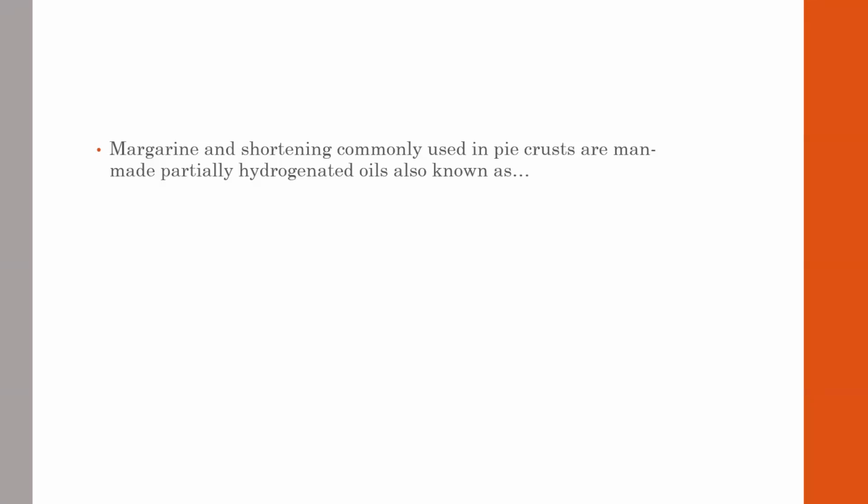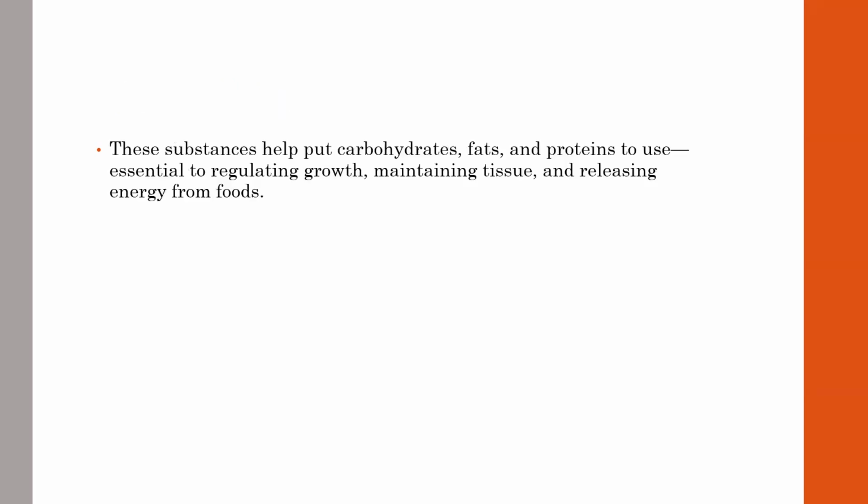Margarine and shortening, commonly used in pie crusts, are man-made partially hydrogenated oils, also known as trans fats. These substances help put carbohydrates, fats, and proteins to use, essentially regulating growth, maintaining tissue, and releasing energy from foods. We're talking about vitamins.